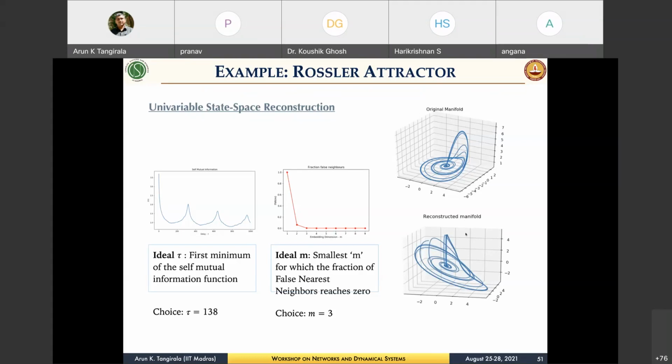Yeah, you may say, oh my God, there is so much of a difference. But the point is not to get this exact manifold in terms of the shape. What should be guaranteed is that certain properties of the manifold have to be preserved. Your reconstructed manifold should have the same properties. For example, there is something called a Lyapunov exponent. That should be the same. The manifold dimension should be the same, and so on. That is guaranteed by virtue of Takens' embedding theorem. That's the beauty of Takens' embedding theorem.